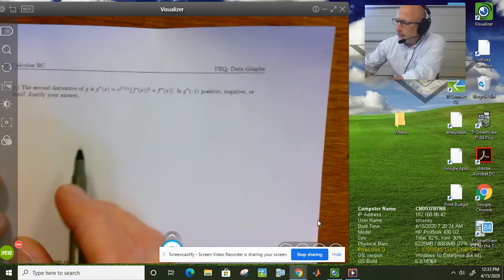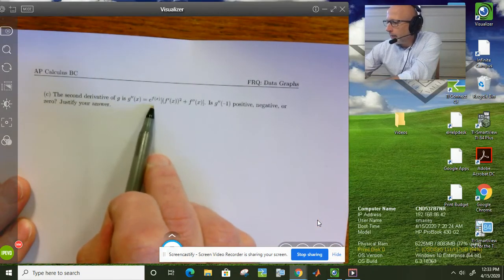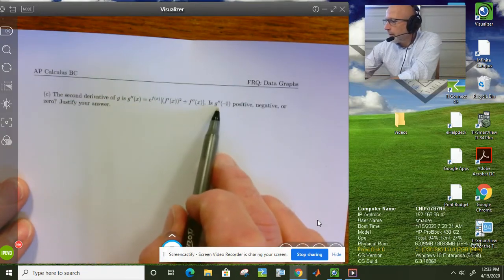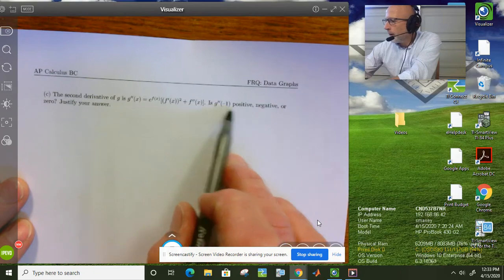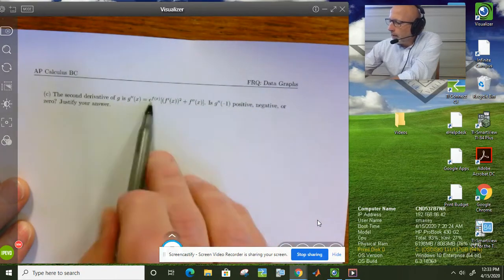So in C, it says the second derivative of g, where g prime of x is defined as this monstrosity of a thing. Is g double prime of -1 positive, negative, or 0? Justify your answer. Okay, so let's just go ahead and plug it in.